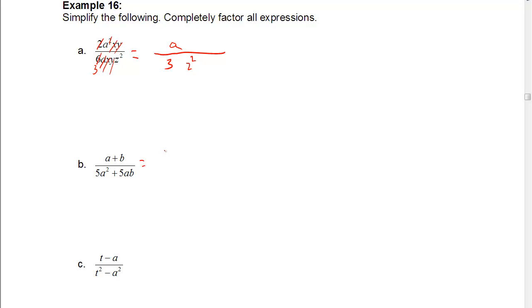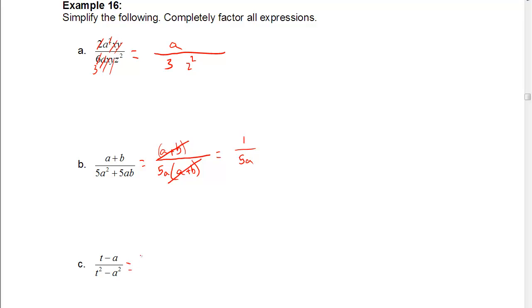In b, a plus b, well, those are separate terms, so we're going to leave those alone. 5a squared and 5ab, well, those have a common factor of 5a, leaving a plus b. Now we have a factor of a plus b in the bottom, which can cancel with the whole factor of a plus b in top, leaving 1 over 5a.